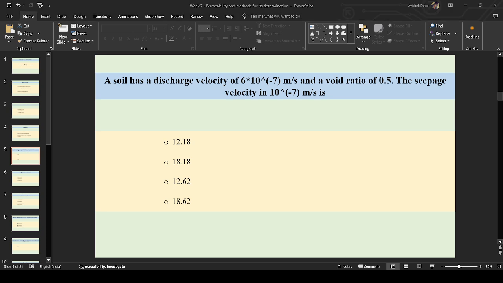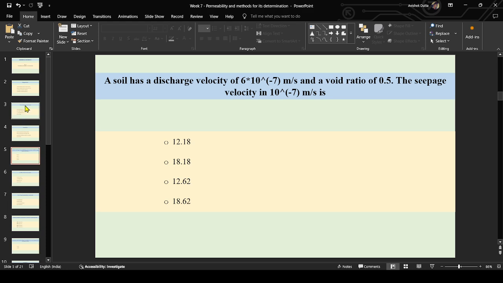Someone has joined, Bhagwan Singh. For the person who has joined right now, this is the fourth question. Please start from here. This is a numerical. The topic is permeability.